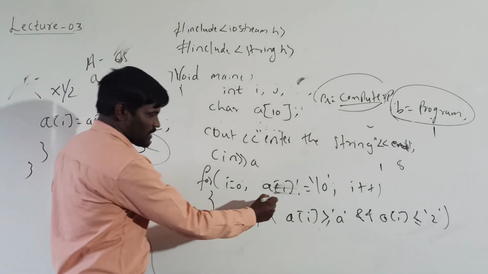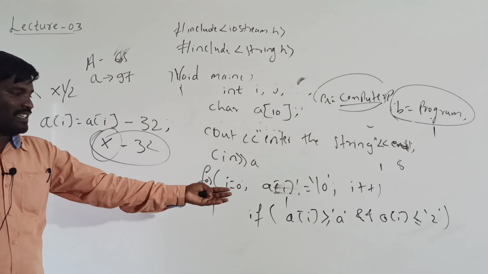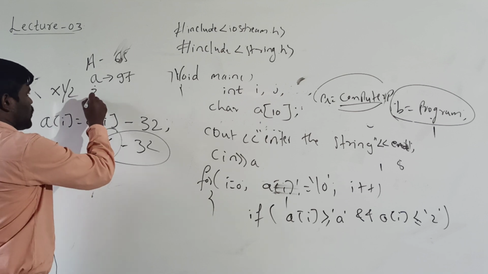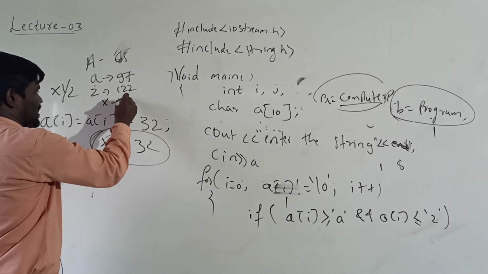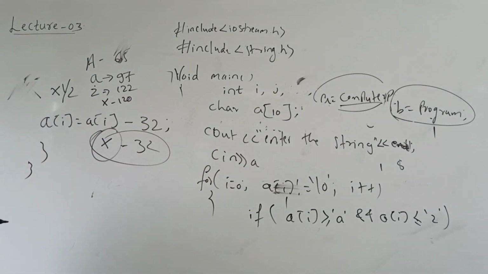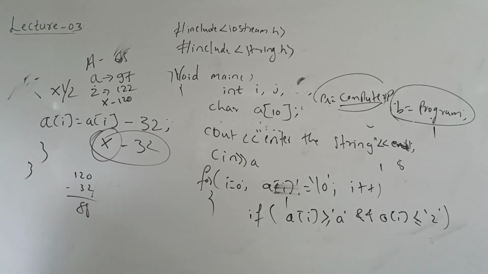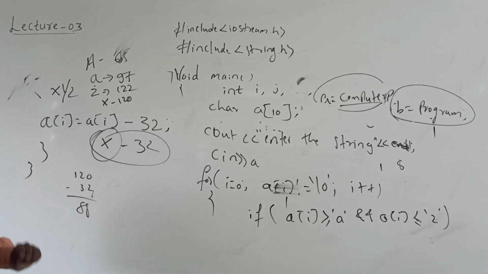Next, I plus plus, I becomes 1. A of 1 is capital Y, condition becomes false, so it stays as it is. Again small z, condition is true, again small z minus 32. A's value is 97, small z is 122. It means small x is 120. 120 minus 32 is 88. A of I is equal to 88, which means capital X is stored in A of I. In the same way, small z is converted to capital Z and stored in A of I.